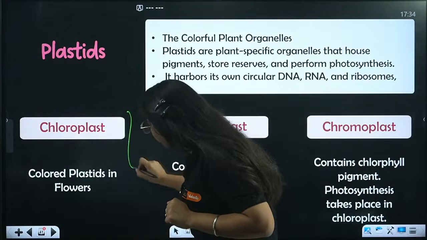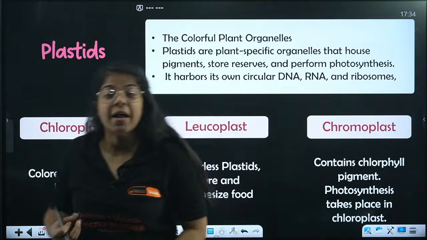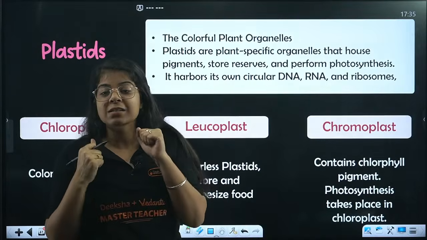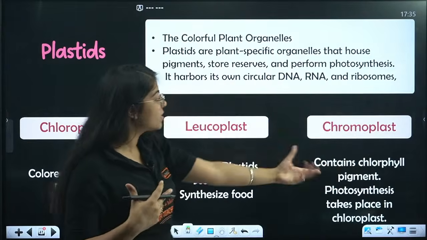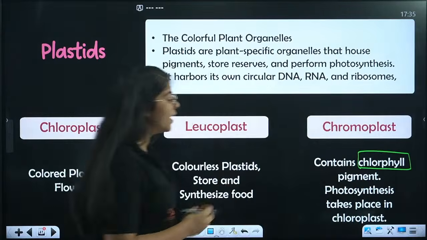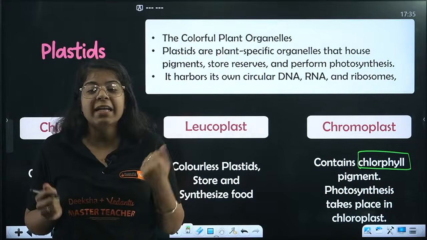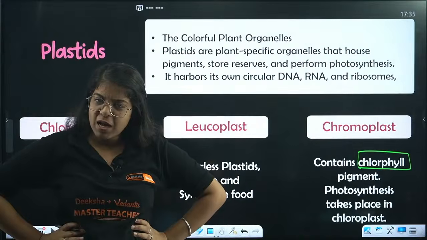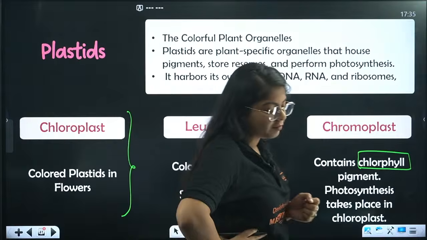Now this chloroplast you have heard a lot about, right? The colored plastids in the flowers are called chromoplasts. And inside the chloroplast we have something called chlorophyll, which gives the green color to the plant, and it also helps in photosynthesis. And then what is leucoplast? Leucoplast is simply which stores and synthesizes the food of the plants.